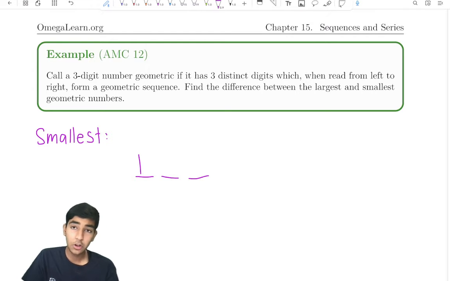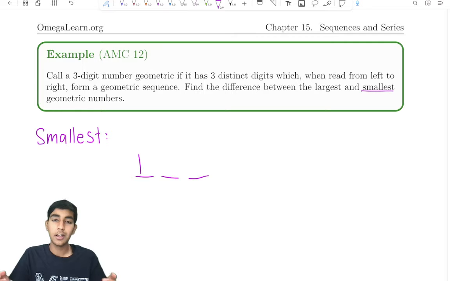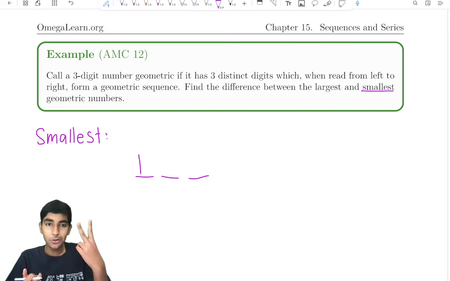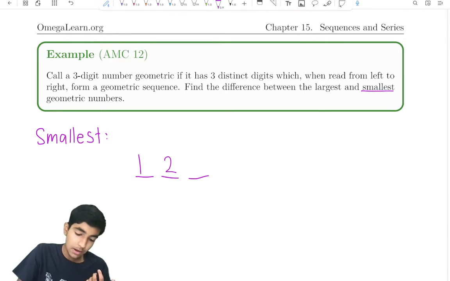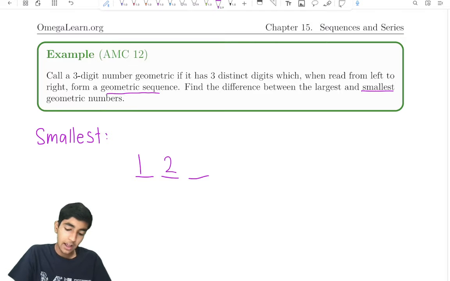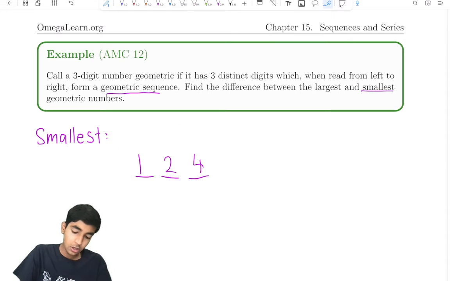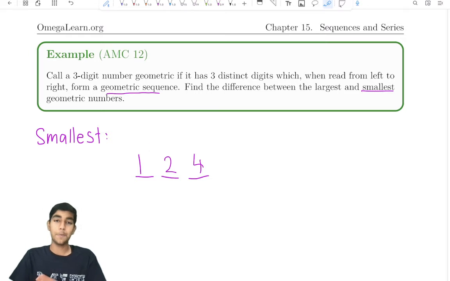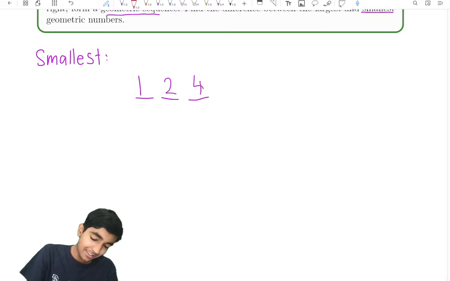So in order to make this smallest number, we need to multiply it by a common ratio that's as small as we can get. The smallest number that's, of course, not 1, that can be a common ratio, is 2. So 1 times 2 is 2. And it's a geometric sequence, so we multiply by 2 again to get the third digit, 4. And this is the smallest possible number because the first digit was as small as possible and the ratio was as small as possible. Smallest number, 1, 2, 4. Largest number, a bit more tricky, but we can still handle it.